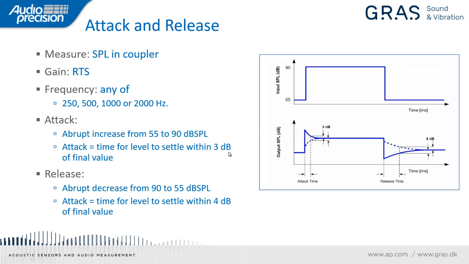Another measurement for hearing aids with automatic gain control is the attack and release. So here we're generating a sine signal at any of these 4 frequencies, 250, 500, 1K, or 2 kilohertz. Now, the way this is done, we abruptly increase the level from 55 dB/SPL to 90. This would be the envelope of the curve here on the input side, and on the output of the hearing aid, we'll see an overshoot, and then the signal settles back to its steady state level. And the attack time is the time that it takes from the time of the jump until the level settles within plus or minus 3 dB of the steady state value.